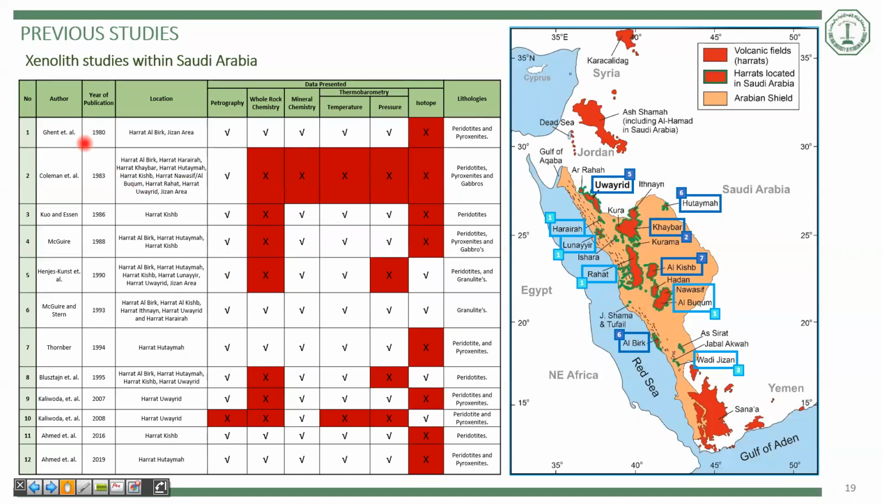Previous studies of xenoliths within Saudi Arabia amount to 12. Okay, and they are quite old, starting from Ghent in 1980, which is monumental, along with Coleman, which identified the xenoliths. And here we see on the map to the right the number of times that the xenoliths were analyzed or studied in each, let's say, Harrat. And for Harrat Uwayrid itself, the study was started by Henjes-Kunst in 1990, followed by Bulstajan in 1995, and then the rather recent Kaliwoda in 2007 and 2008 respectively. And as I mentioned at the beginning, these studies have yet to address the whole rock chemistry in detail.